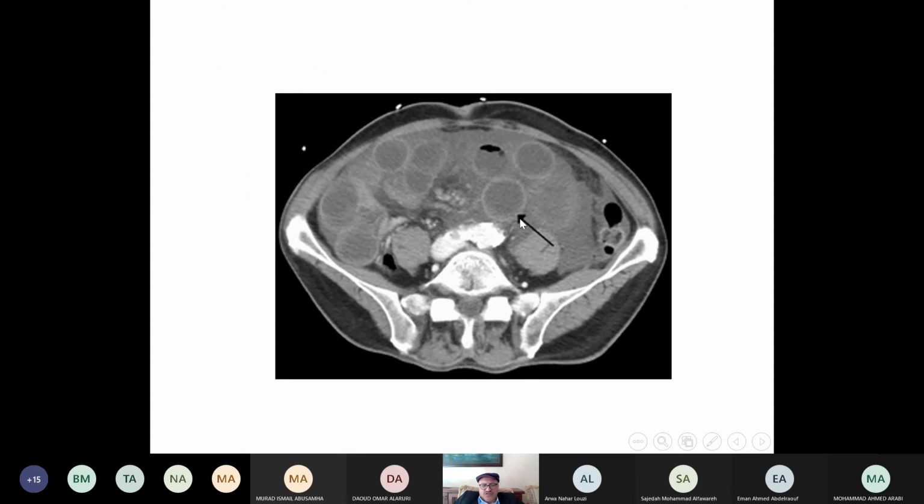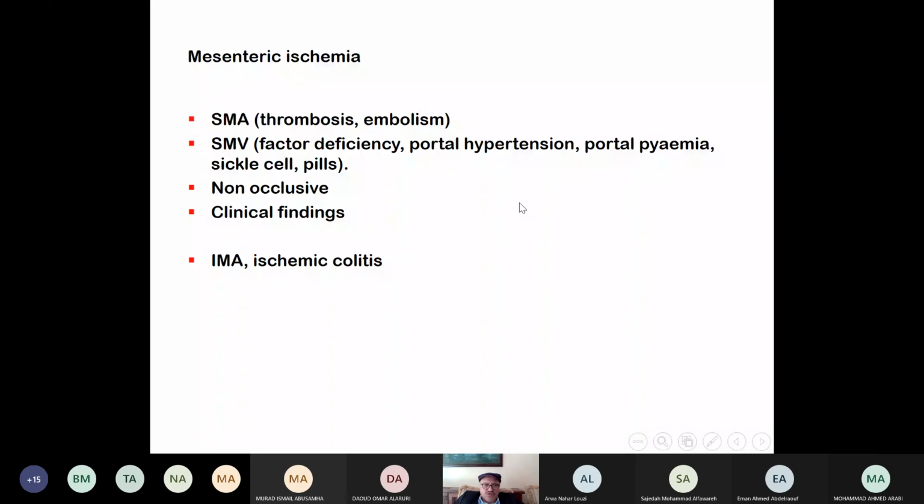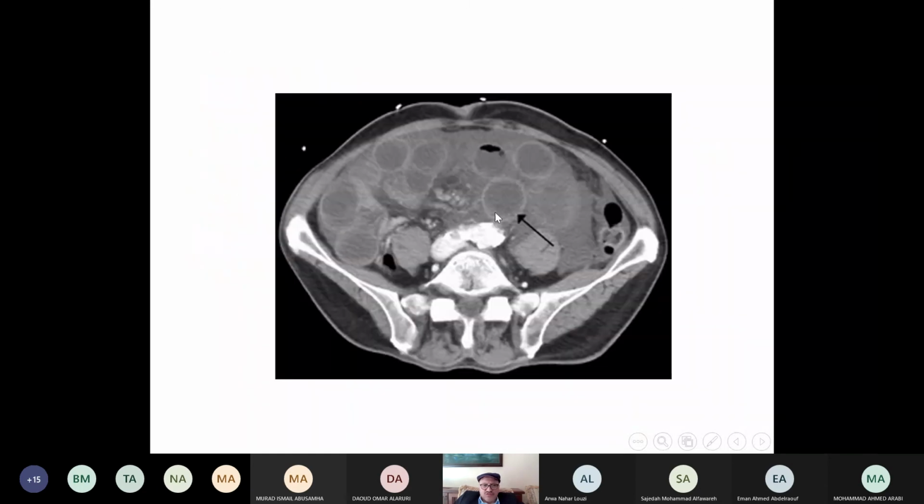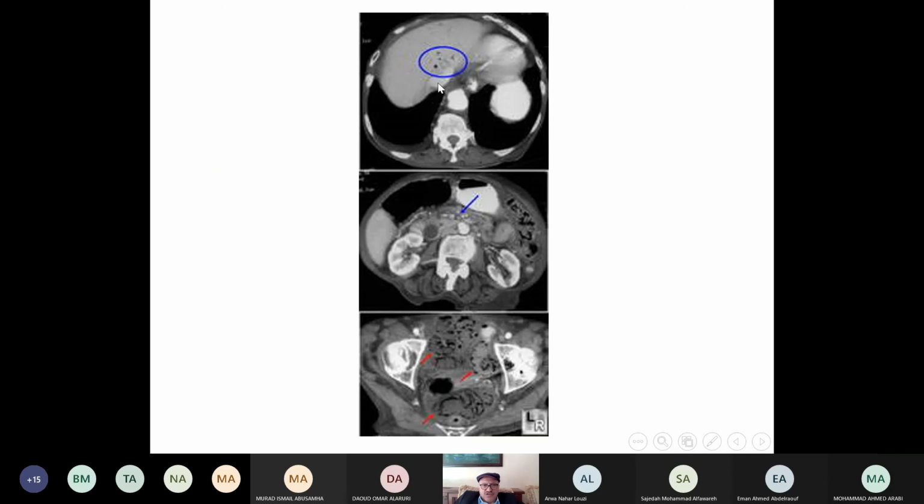These are CT scans of patients with superior mesenteric artery occlusion or mesenteric ischemia: dilated loops, gas in the portal system. All the gas that you see here is in the bowel wall because of the ischemia, just before the perforation.